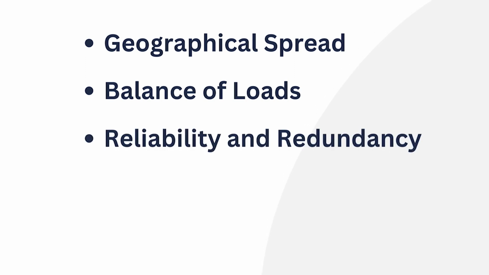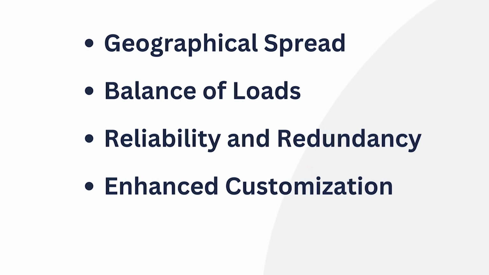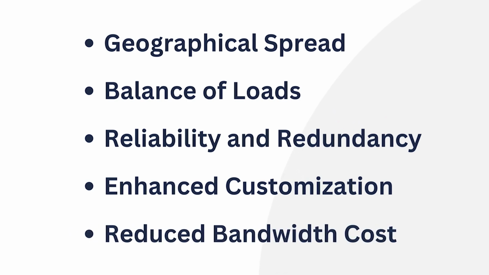Reliability and redundancy. If a particular mirror has issues, you can switch to another one to ensure a reliable supply of software, guaranteeing you always have access to what you need. Enhanced customization. Mirror operators can customize their stores to cater to user preferences, offering more options like older versions of software that might not be available in the main store. Reduced bandwidth cost. With many mirror stores globally, there are numerous paths for everyone to access, leading to cost saving on delivery.